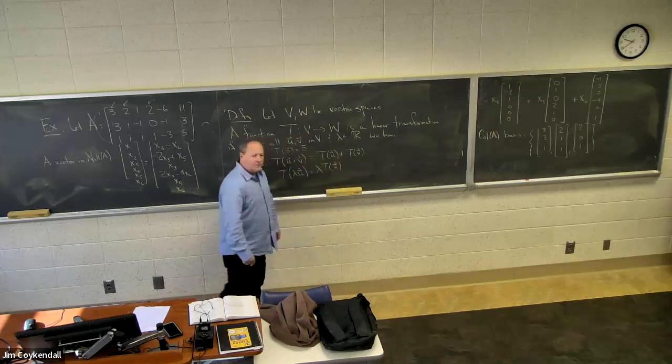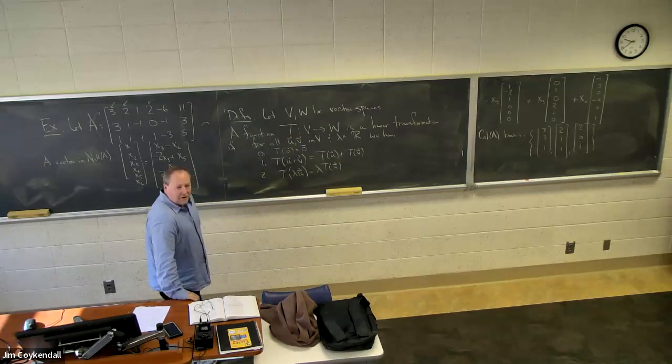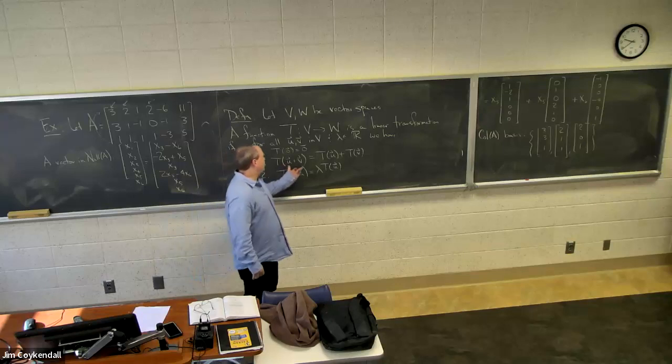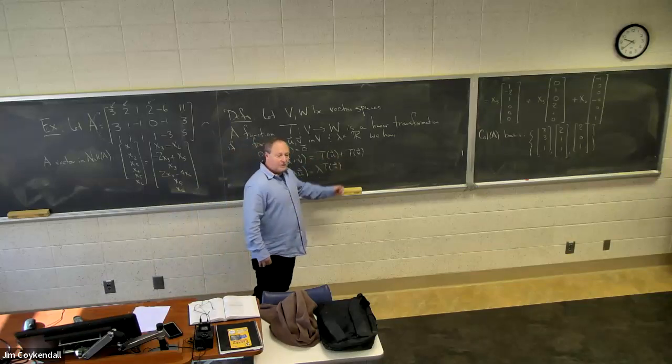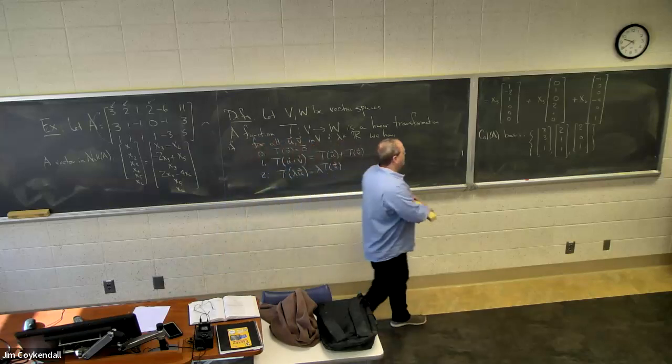Some of these are very reminiscent of subspace, and there's a reason for that. It's a linear transformation if it basically behaves like a line through the origin. T of u plus v is T of u plus T of v, and T of lambda u is lambda T of u.